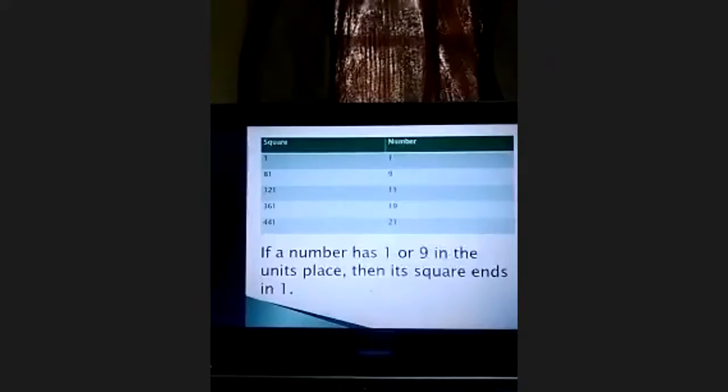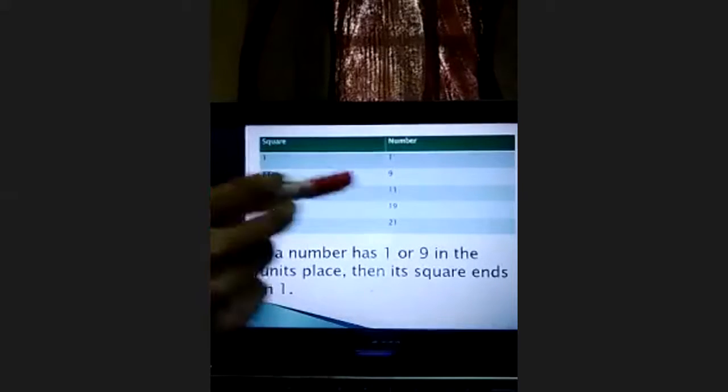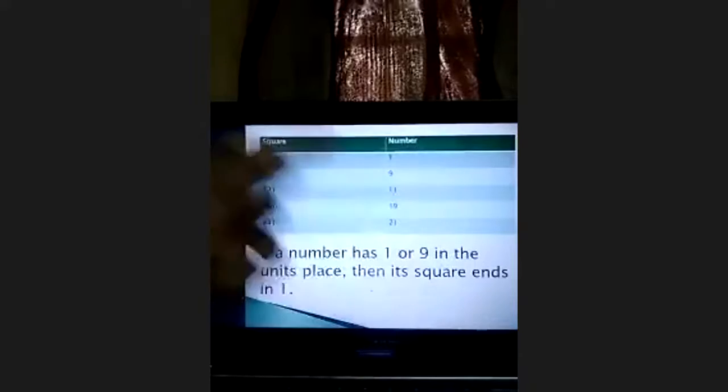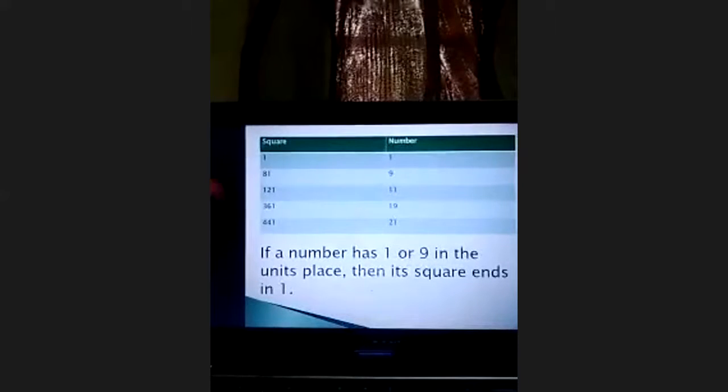Kindly observe. Here in the first column, I have written the squares of a few numbers. If you observe the ones place of these square numbers, they are ending with 1. 1 is the square of 1. 81 is the square of 9. 121 is the square of 11. 361 is the square of 19. And 441 is the square of 21.